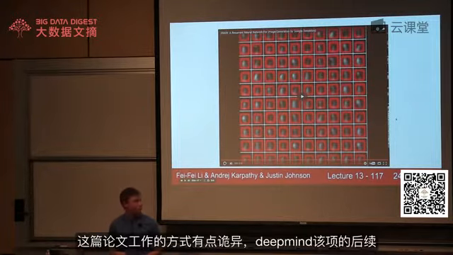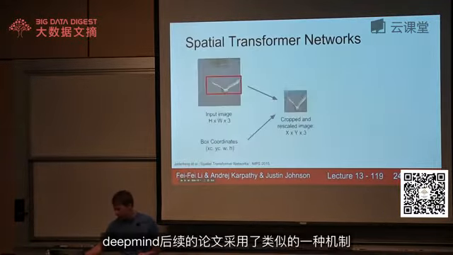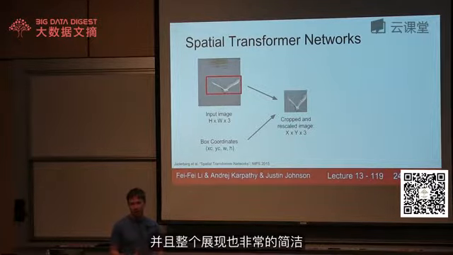So the way that this paper works is a little bit weird. And some follow-up work from DeepMind, I think, was more clear. Right, so there's this follow-up paper that uses a very similar mechanism for arbitrary attention called spatial transformer networks, but I think it is much easier to understand and presented in a very clean way.